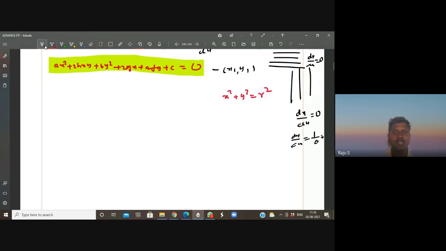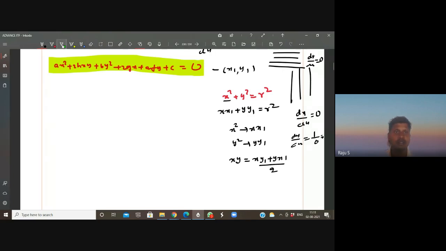How can we write the tangent equation? Simple. x square you can write as x x1, y square as y y1, is equal to r square. This is the equation of the tangent. What we have done is replaced x square by x x1, y square by y y1. And xy can be written as (x y1 plus y x1) by 2.